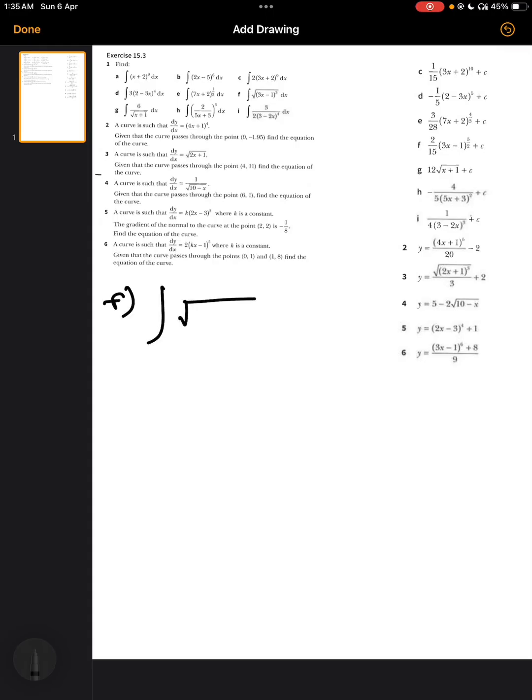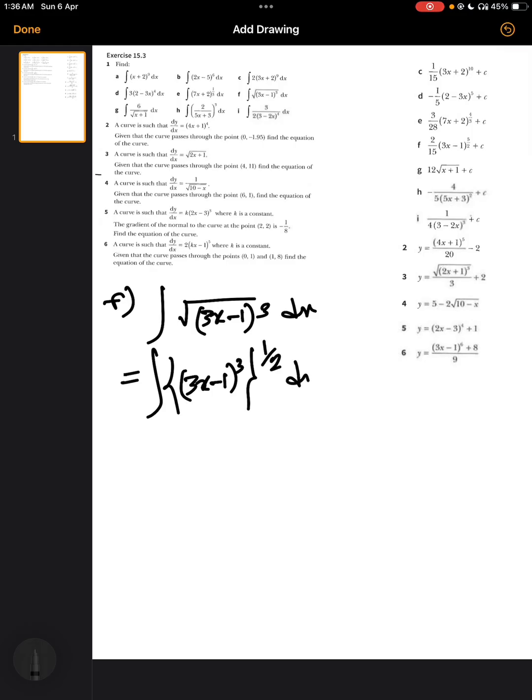The integration of square root of 3x minus 1 to the power 3 dx. Guys, you must know that square root means 1 over 2, right? So the integration is same as 3x minus 1 to the power 3, the whole to the power 1 over 2 is the root. So the integration sign is this one. So 3x minus 1, 3 by 2, power for multiplication, right? Now the dx. Now it comes to the normal formation, right?